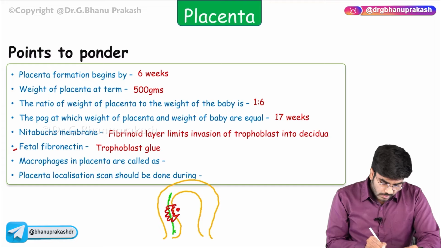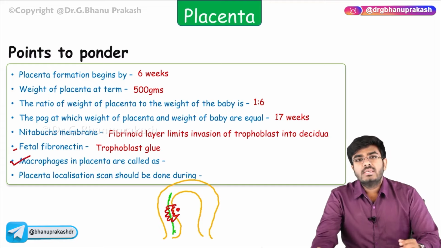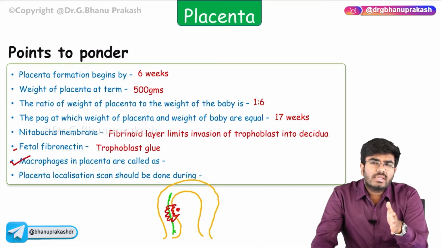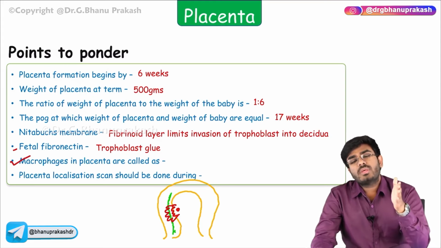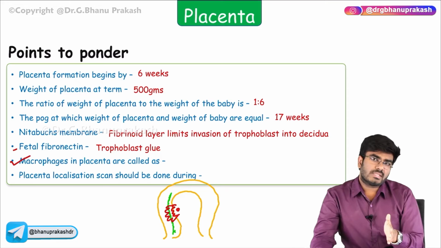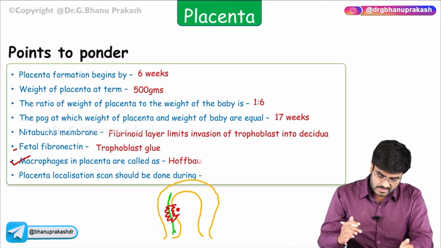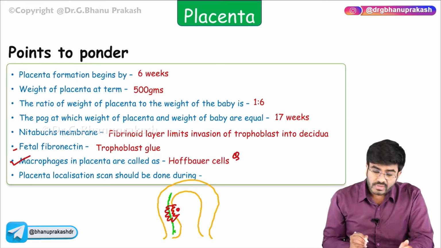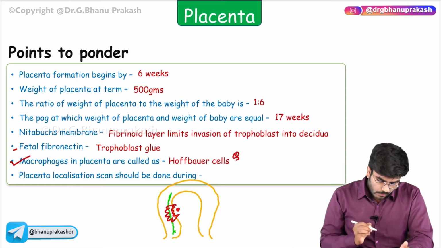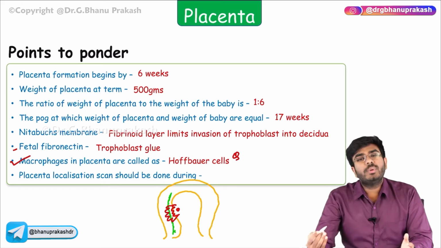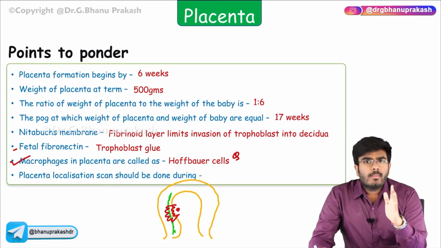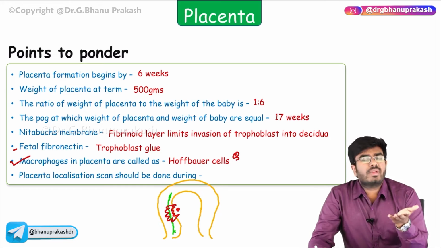Now, macrophages in different organs are called by different names. The macrophages are also present in the placenta and they are called Hofbauer cells. Hofbauer cells are the macrophages which are present in the placenta. Now, the placenta localization scan should be done during, guys, placenta formation is happening somewhere by 6 weeks.